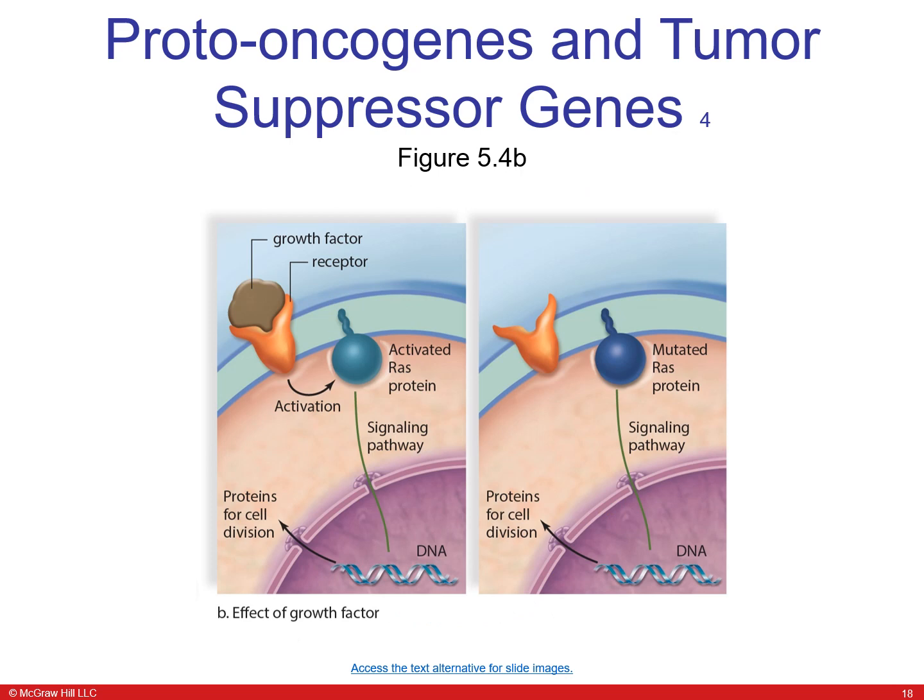So the effect of a growth factor here: we see a growth factor on the outside of the cell. It binds to its receptor. The receptor activates the RAS protein, which is a cell signaling pathway. It enters into the nucleus and turns on genes for cell division. On the right is how cancers form. We have a mutated RAS protein that turns on the genes for cell division, but no growth factor has stimulated it.